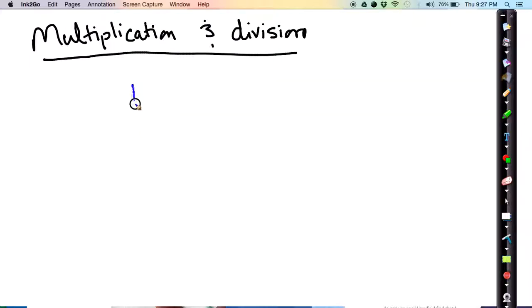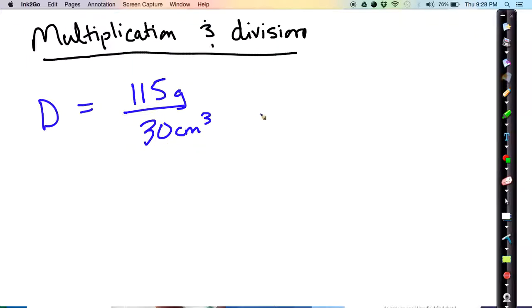So again, let's start out with an example here. Let's say we have 115 grams, and we're calculating a density. So that 115 grams corresponds to a volume of 30 cubic centimeters. So let's say D equals mass divided by volume. We're calculating a density in this case.